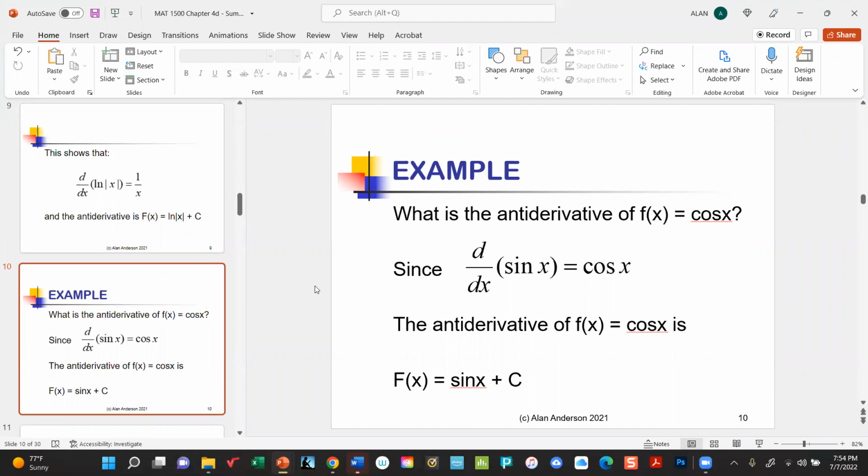Here's a trig example. You might recall, it stands to reason that the antiderivative of cosine x is sine x, but of course with the constant. Okay, and also don't forget this one.